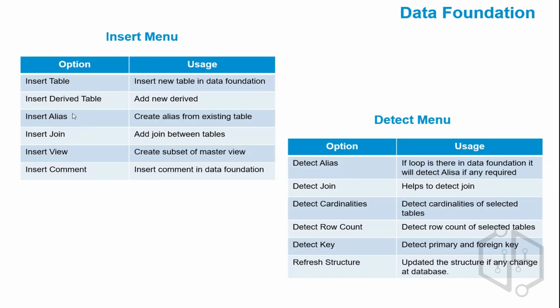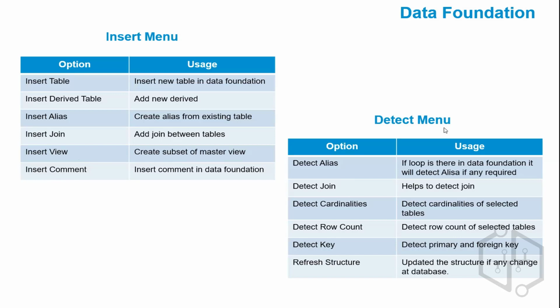Alias is like a duplicate of a table with another name, so that it is treated like a different table, but the columns and everything will be the same. If you see here, create alias from existing table. Whatever it stores, whatever the columns, everything will be the same, but with a different name. We will use it for our design purpose. In some situations, to avoid loops and contexts, we will create an alias. And these are the things that we can insert in the data foundation: table, derived table, alias. We can insert join, that is a join between tables. Insert view, we can also insert a subset of master view, and we can insert comments also.